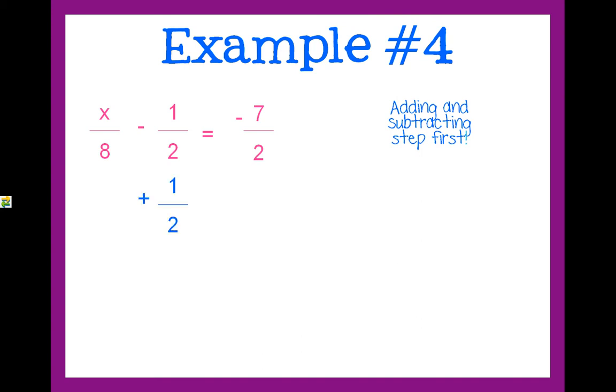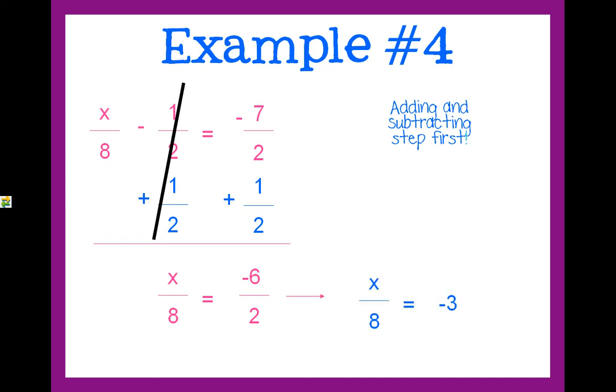Don't let the fraction scare you. Still the same steps. If you add 1/2 to the left, you have to add 1/2 to the right. Opposites will always cancel out, leaving you with x over 8 on the left, and that's going to be equal to, add your numerators, -6, keep your denominator 2. Now, -6 over 2 can be simplified, and now you have x divided by 8 is equal to a -3. -6 divided by 2 is a -3.